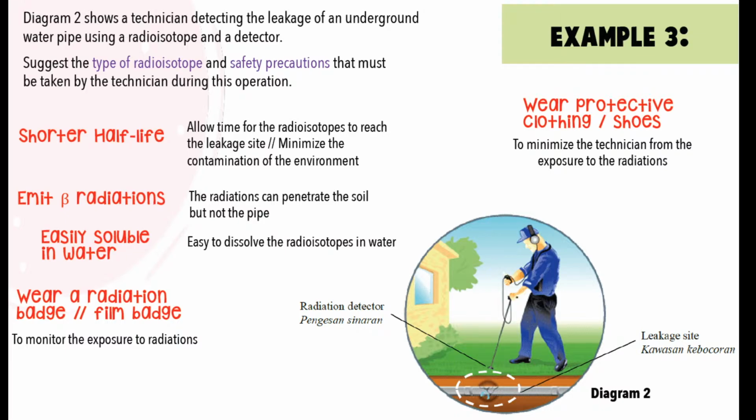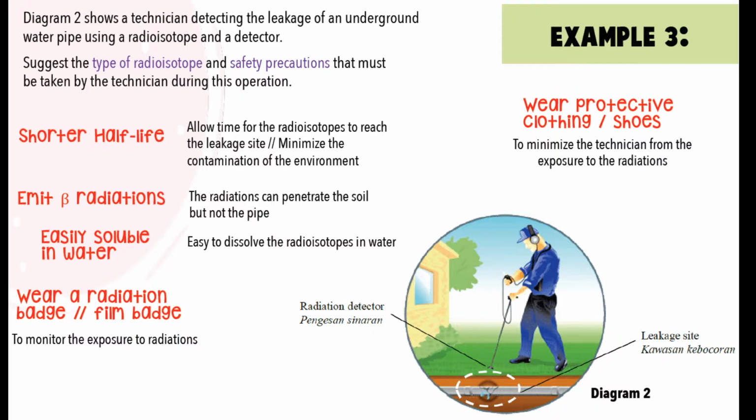Next, easily soluble in the water. So we're using liquid. By using the form liquid, it is easily soluble in the water, so it is easy to dissolve the radioisotope in the water. Now this one is the safety. Wear the radiation badge. Remember the photographic badge, the first one. They also can say the film badge. The function is to monitor the exposure to radiation, so you can find out your exposure to radiation. Do not let the radiation come out.